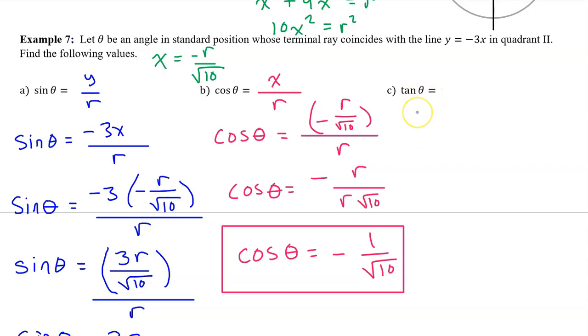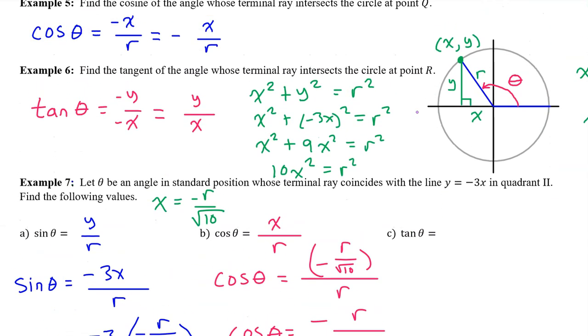Tangent is easier still. If you remember that tangent is the slope of the terminal ray, and the terminal ray coincides with the line y equals negative 3x, the slope is right there, the negative 3. So if you remember all that, you can figure out that the tangent is negative 3 without actually doing any work. But if you did not remember that, then here's a little bit of work you would have to do.